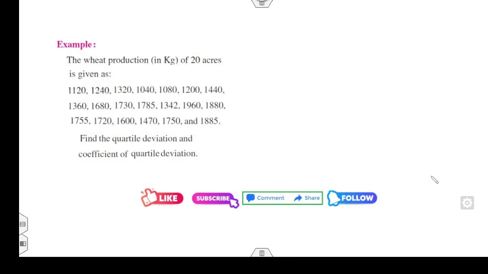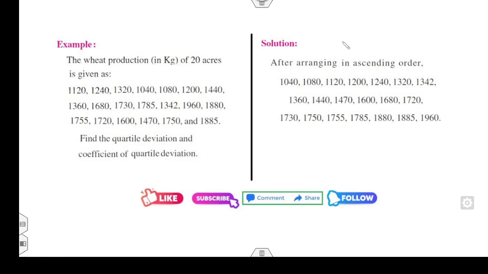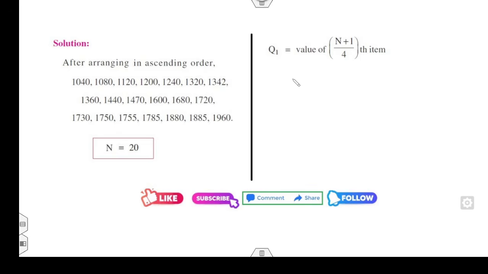Look at the next one. The wheat productions of 20 acres are given. Find the quartile deviation and the coefficient of the quartile deviation. First of all, you have to write the given information in ascending order and clearly say n will be 20. You can count them, otherwise the 20 is already given to you. Then your target is to find the value of Q1.